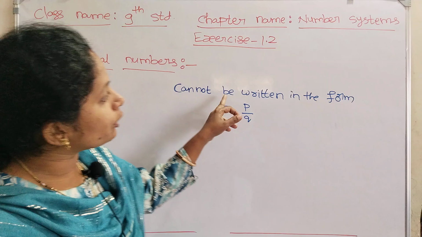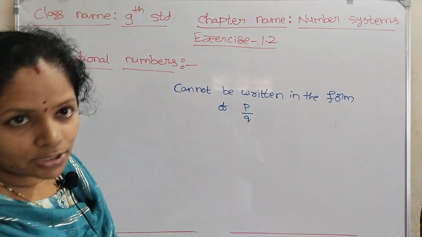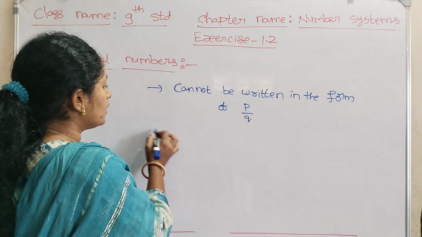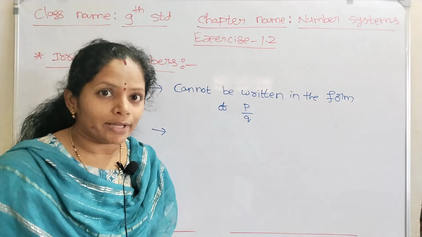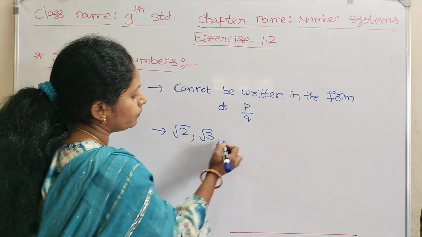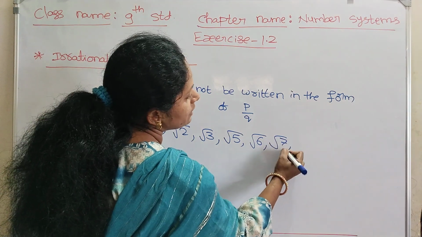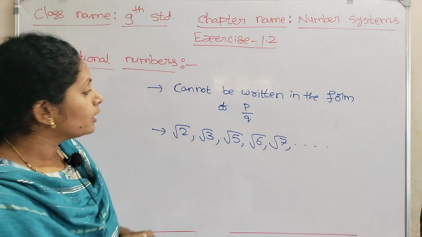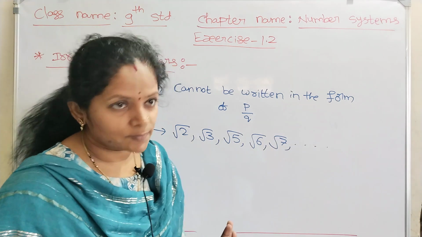The numbers which cannot be written in the form of p by q are said to be irrational numbers. I will explain it. And second, the numbers which are not perfect squares like root 2, root 3, root 5, root 6, root 7 and so on.